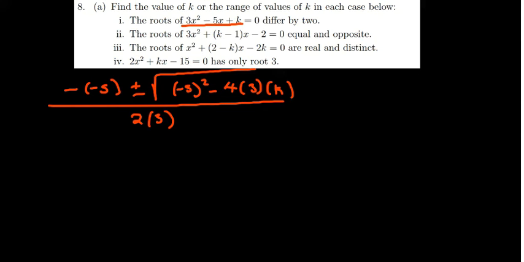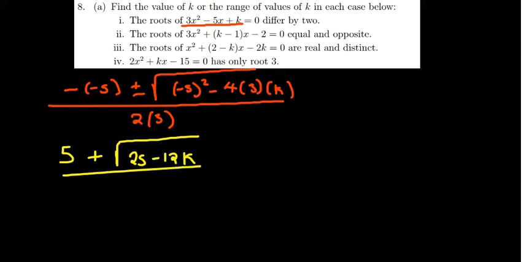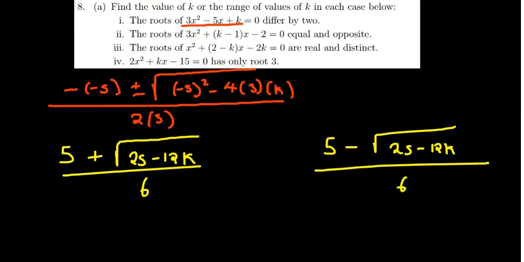So I'm going to differentiate them. I'll take the positive part: minus 5 plus the square root of 5 squared, which is 25, minus 4 times 3, which is 12, so minus 12k, over 6. The other possible result is minus 5 minus the root of 25 minus 12k over 6. So these are the two possible roots that we should get.